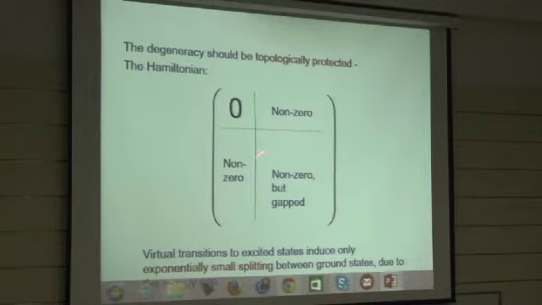Now, everything else changes. There are changes here, there are changes here, and as a consequence, there's a splitting between the degenerate ground states. But the splitting should be exponentially small in something.